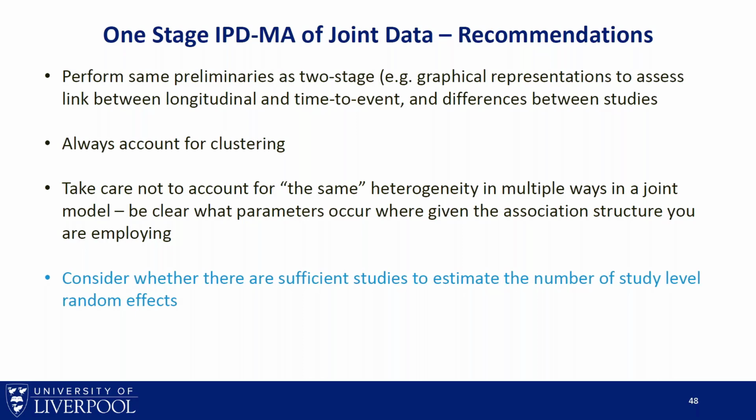Consider the association structure you're using and be clear which parameters it means that you're sharing between submodels, and make sure that when you're fitting the joint model, you understand the interpretation of all the parameters and where exactly they appear. Finally, consider the number of studies that you've included in your meta-analysis. Random effects are especially important in joint models, as they're not only used to account for heterogeneity between studies or individuals, they're also used to link the submodels. Consider whether you have sufficient studies included in your meta-analysis to adequately model their distribution.